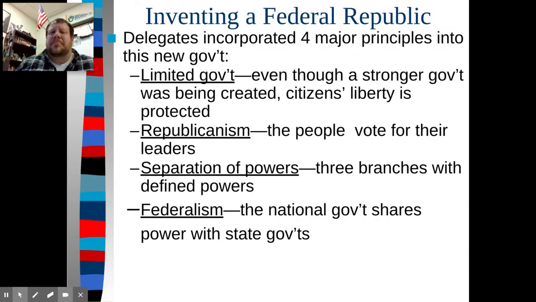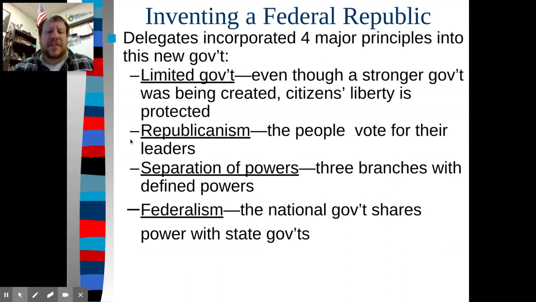Okay, and so here are the four things these guys talk about when trying to make a new federal republic. Number one, limited government. How can we make a stronger government that is still limited? How do we have a stronger central government that still protects citizens' rights? It's kind of that balance between liberty and order, and we're trying to find that right balance. Under the AOC, we had too much liberty, not enough order. How do we find the butter zone right in between there?